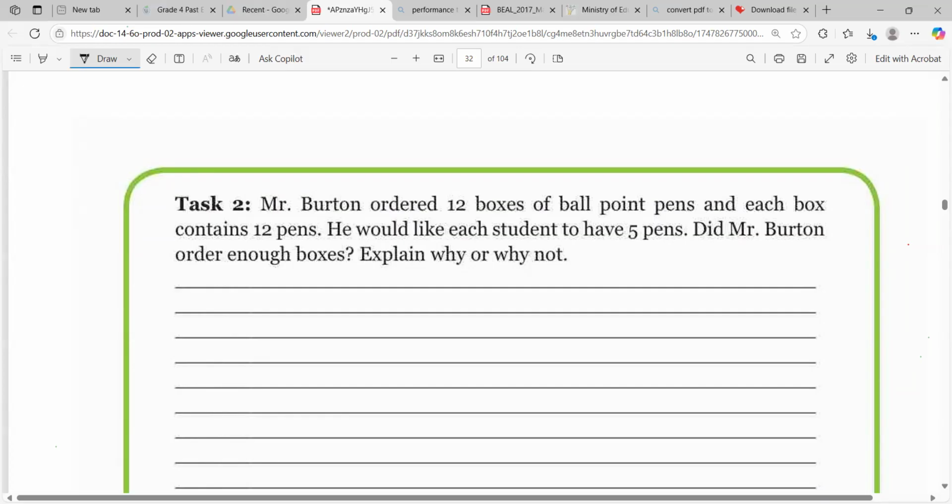Mr. Burton ordered 12 boxes of ballpoint pens, and each box contains 12 pens. He would like each student to have 5 pencils. Did he order enough boxes? Explain why, if he ordered enough, or why not. So that's task 2. Go ahead, guys, have fun.